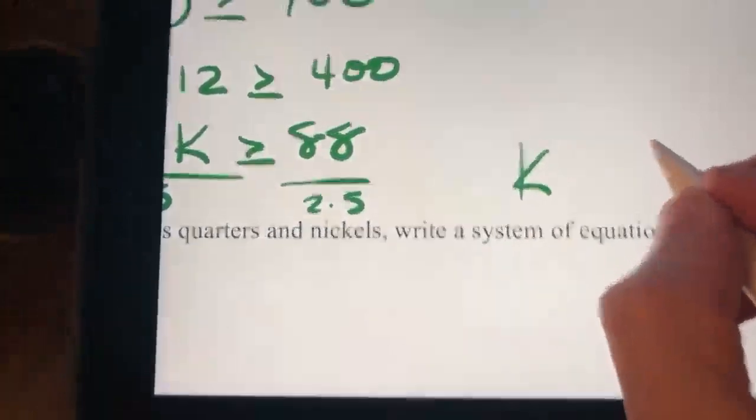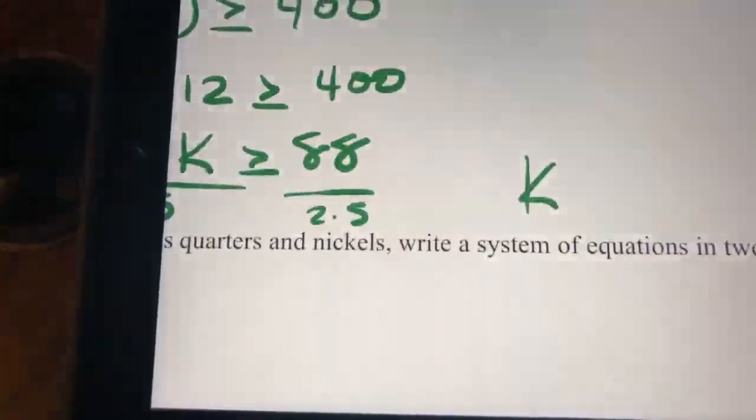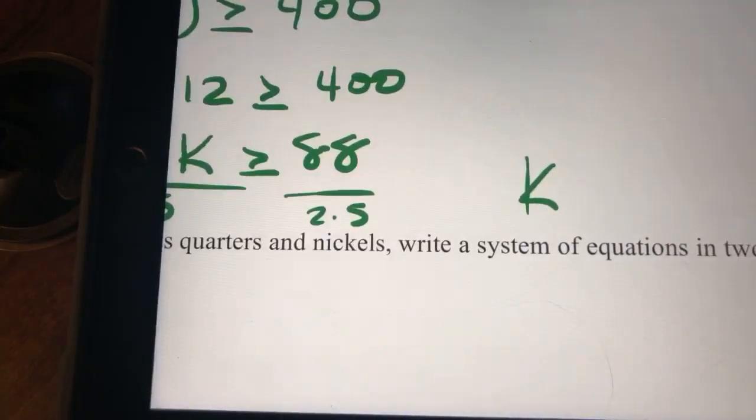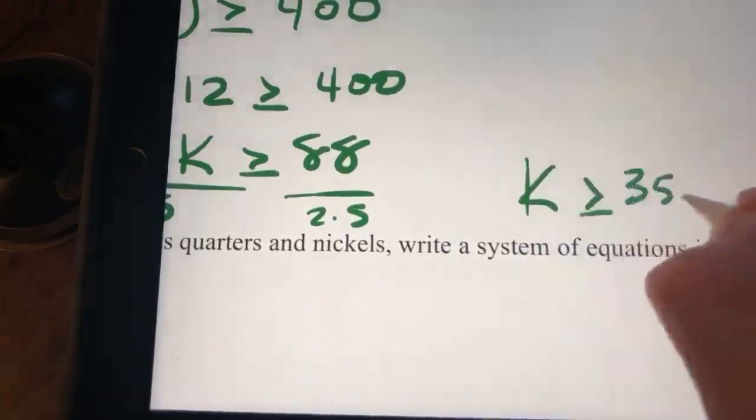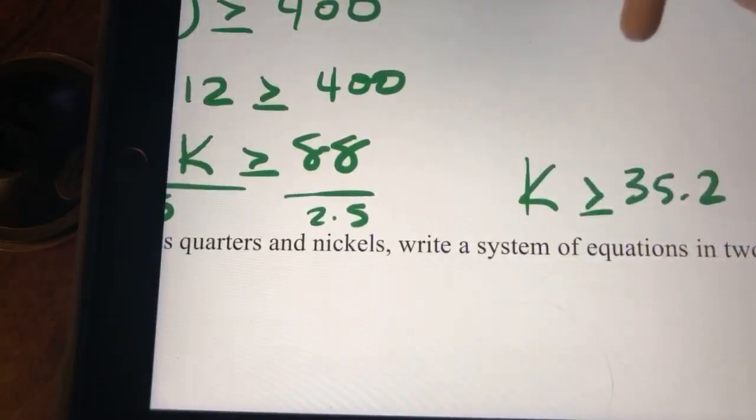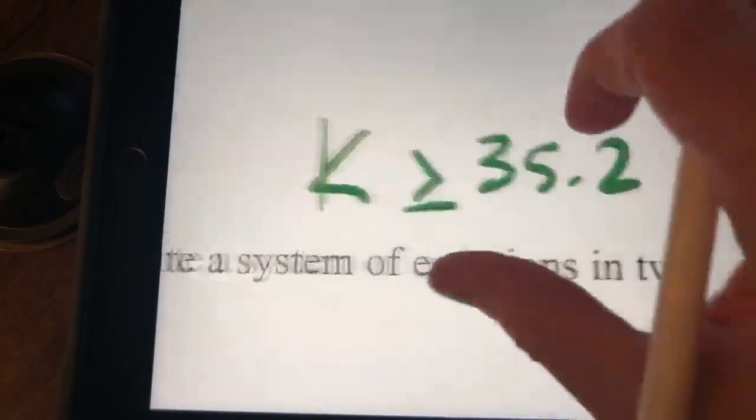Can anyone tell me what we get? $88 divided by 2.5. It's like 30 something. Give me one sec. 35.2. Thank you, whoever said that. Okay, so this is really important. So what's the answer? Okay, great, 35.2.